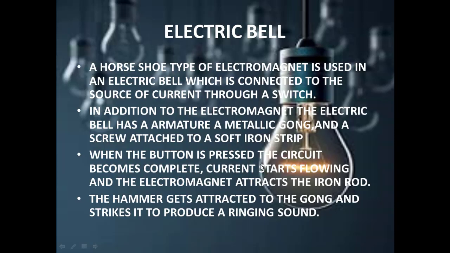And this is the write-up about the electric bell, children, how it is functioning. In an electric bell, you have a horseshoe type of electromagnet which is connected to a source of current through a switch. In addition to the electromagnet, the electric bell has an armature or a metallic gong and a screw attached to a soft iron strip. When the button is pressed, the circuit becomes complete. Current starts flowing and the electromagnet attracts the iron rod. The hammer gets attracted to the gong and strikes it to produce a ringing sound. So this is all about the electric bell.